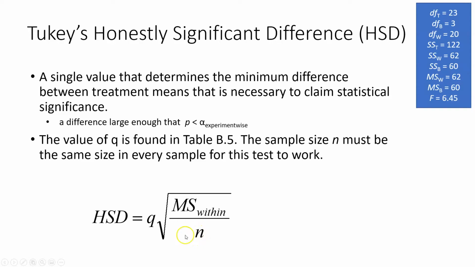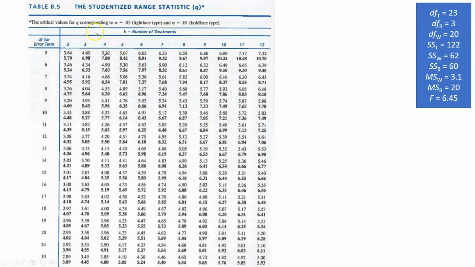But before we run that, we have to figure out what is our Q. The value for Q comes from this table B.5, like I mentioned, and in order to find it, you need 2 pieces of information. The first one is K, the number of treatments, and the second one is the degrees of freedom for the error term. You should remember that the degrees of freedom for the error term is DFW. You hopefully have printed this out, and you can write a W up here in order to remind yourself that this degrees of freedom for the error term is DFW, degrees of freedom within.